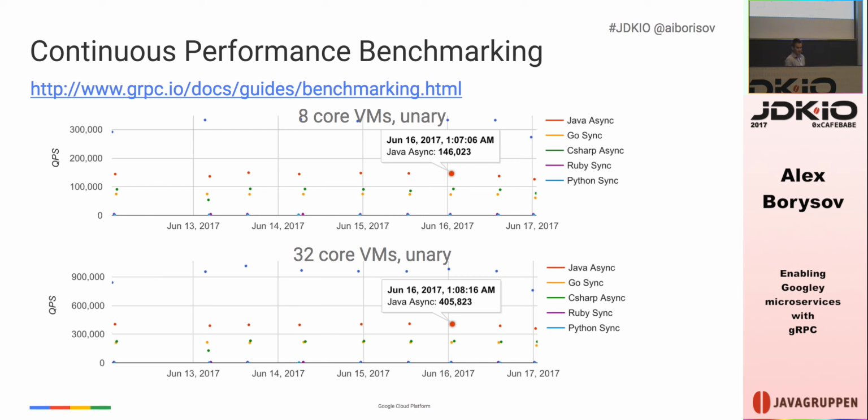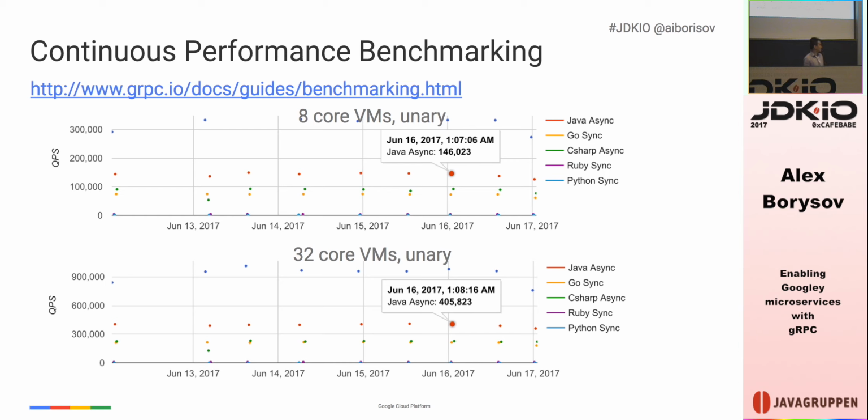The gRPC team continuously runs performance benchmarks. If you follow the link on the slide, you can find real-time performance dashboards for the latest available release and for the latest development version from master. You can see on this dashboard that with gRPC Java, you can achieve over 140,000 QPS on 8-core machines, or even more than 400,000 QPS if you use 32-core VMs. And actually, it's not the highest QPS you can achieve with gRPC, but we will talk about it a little bit later. What is important to understand is that it's not something that was measured once and published.